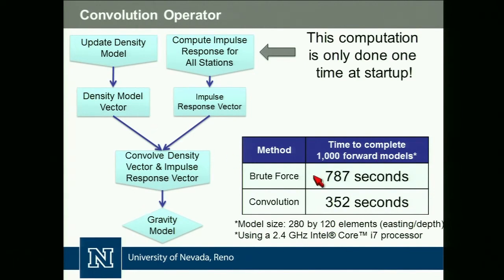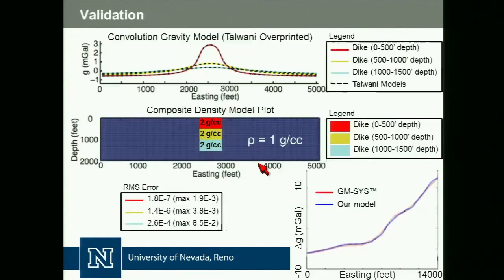So what we found, just doing 1,000 forward models, we had a savings in computation of almost 50% or more than 50%. And this savings is only going to increase with increasing number of models. So for some of our optimizations, we may be doing up to 1 million iterations. And that's when you're really going to see the benefit of this.